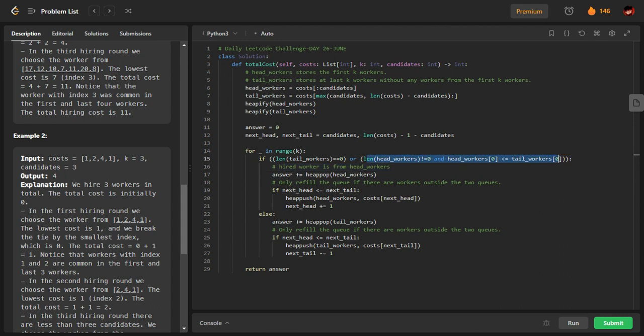Okay, so if this condition is false, that means definitely tail workers has some element. That's why this condition will not return an error, right?